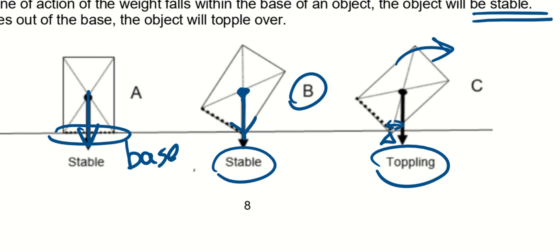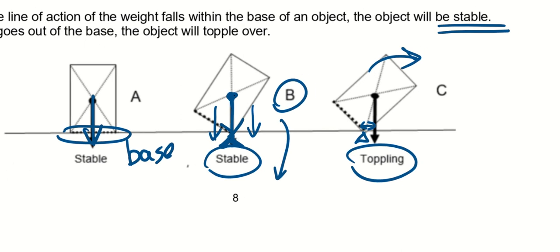For B, it's very hard to achieve because the line of action of the weight actually passes through this very small point, which is the pivot. And any slight movement will cause the weight to fall outside this pivot. And then there will be a toppling moment.